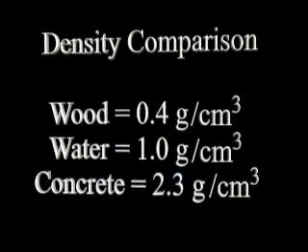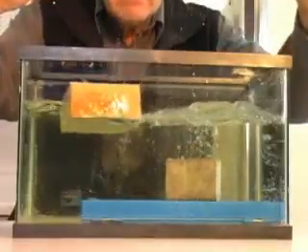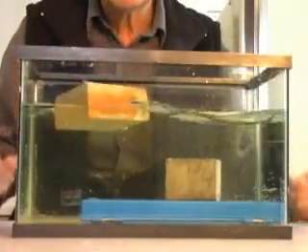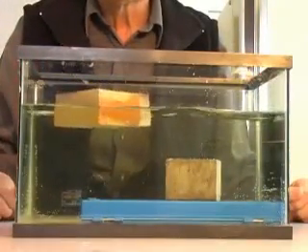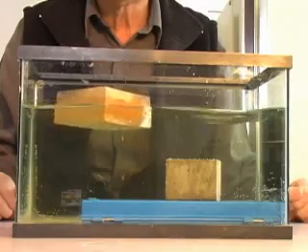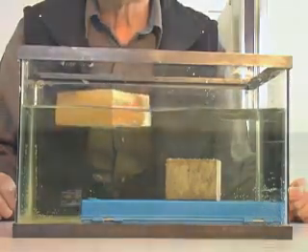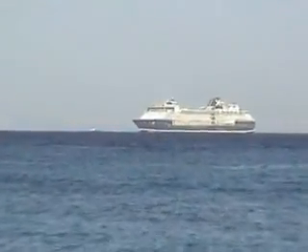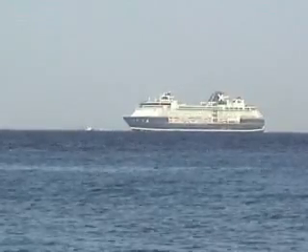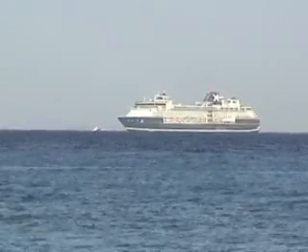Getting back to our investigation of density and buoyant force, this table shows the wood is less dense than water and that the concrete is more dense than water. The wood block floated while the concrete sunk. A conclusion from this data is that objects denser than water will sink in water, while objects less dense than water will float on water. This is true for other fluids, not just water.